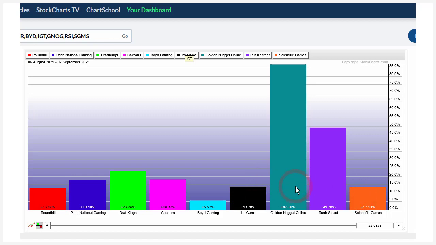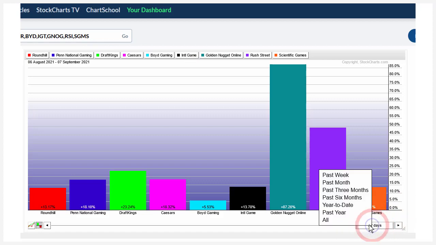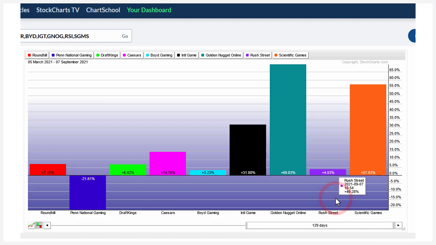The leader is Golden Nugget. Rush Street, which is RSI, that top holding, is up like 50%. So we have seen some pretty darn big moves. Now this ETF did correct after the peak in February. If I right click on this slider, I can look at a 6-month chart and see how the performance differs. Going back just 6 months, it's only up 7% or so. Penn National Gaming is down 20% over the last 6 months, but these other ones are up. So there is some strength within that ETF.